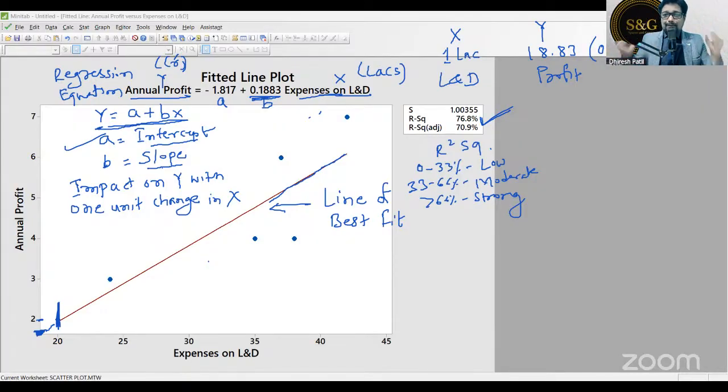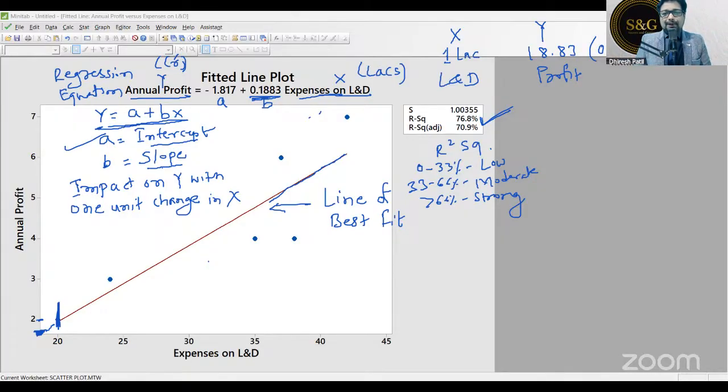Is it clear? If you're clear now, just type yes in the chat box. Clear? Everybody? With 1 unit change of x, how much average impact I'm getting on my y is called slope. And you don't have to calculate this. Software will calculate it for you.